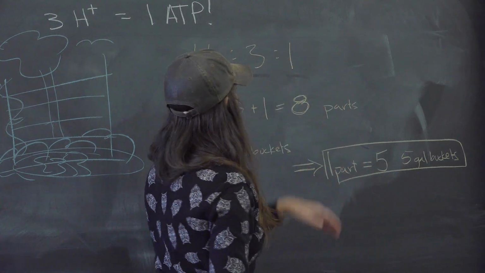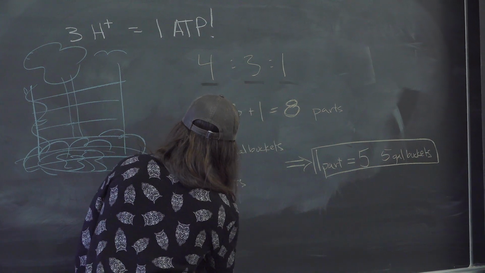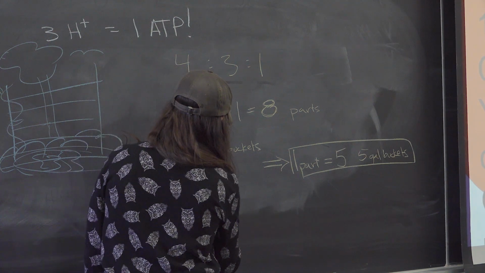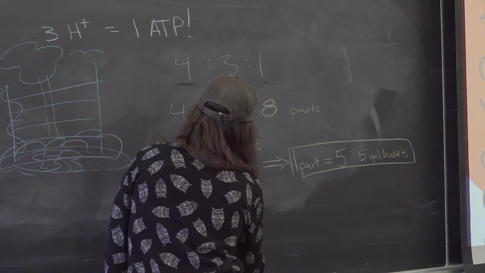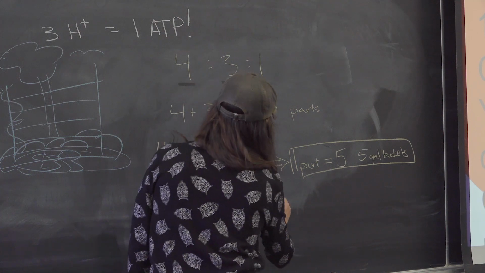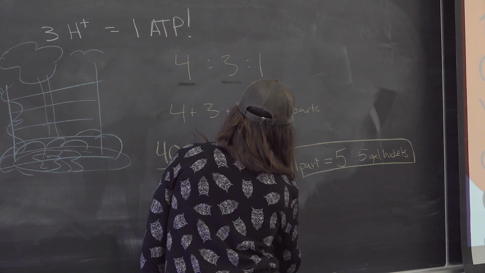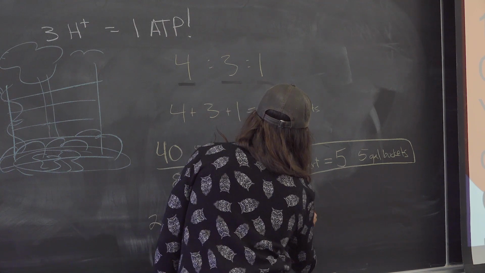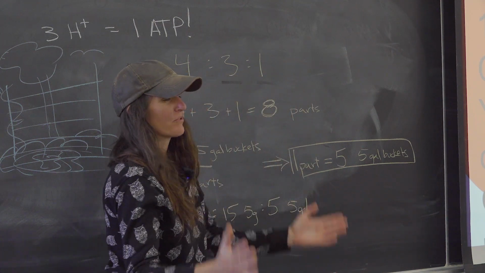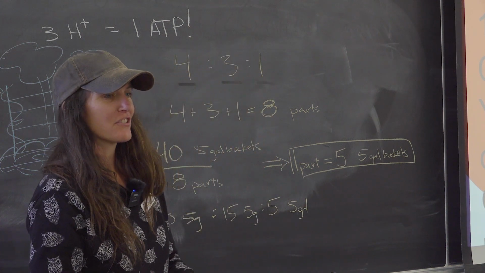So then we take this single part and we just multiply it by this ratio. So 5 times 4, 20 5-gallon buckets of browns, 15 5-gallon buckets of green, and 5 5-gallon buckets of whatever your high nitrogen source is. It's that simple. The one caveat to this is when you're using a 5-gallon bucket, do not be deceived.